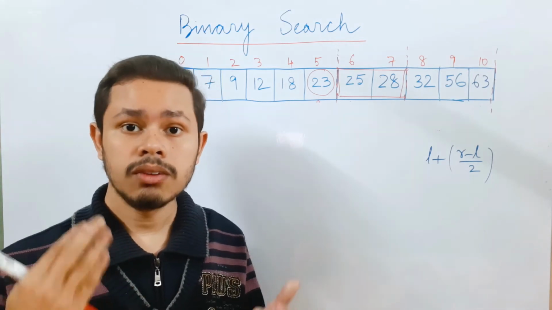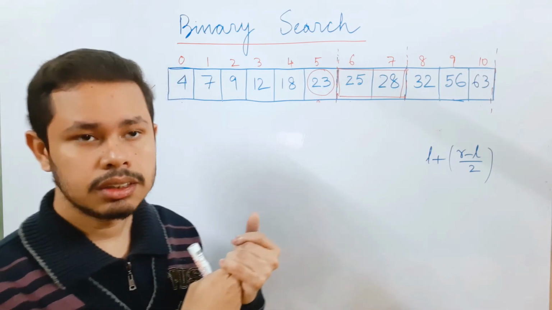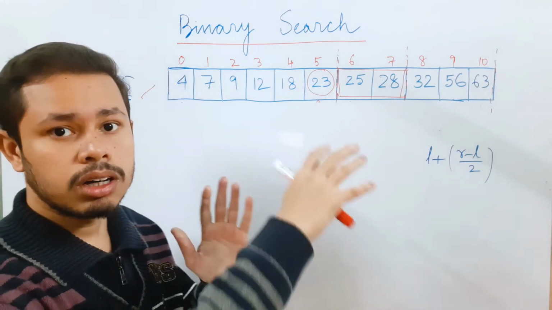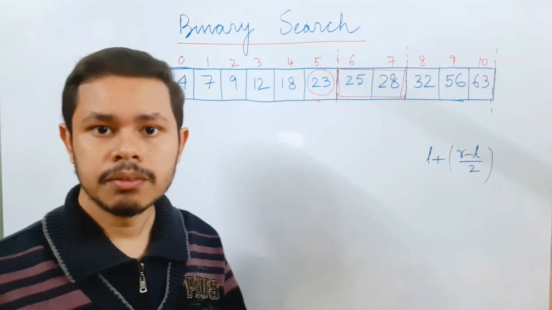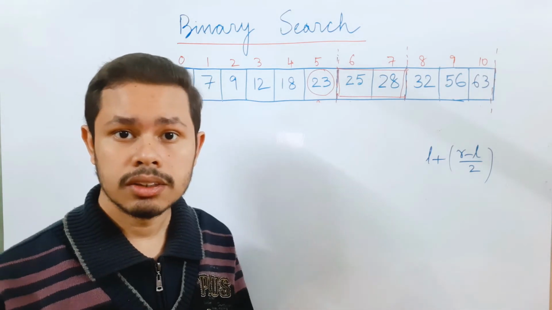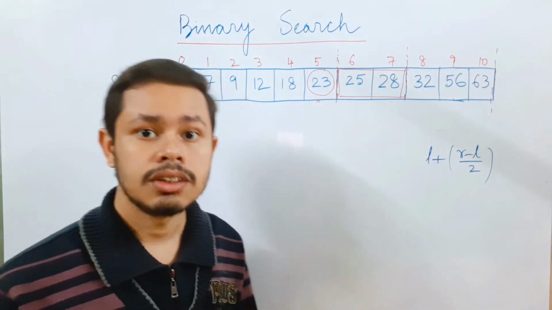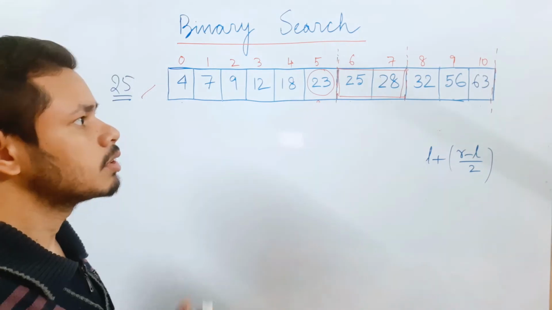But how does that log n come into the picture? Finding log n in these steps is pretty much difficult. How do you say that log n will be the time complexity of binary search? So let's see how log n comes. So first of all, look at this.